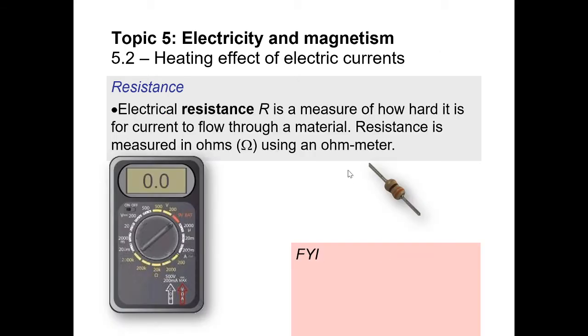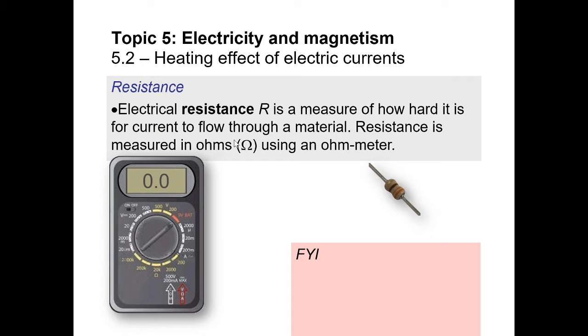All right, so by definition, electrical resistance, which we symbolize as capital R, is a measure of how difficult it is for the electrons to flow through the material, or said another way, for the current to flow through the material. Now, the unit for resistance is ohms. Okay, you can see here there is a symbol. This is the Greek letter omega. It is the capital omega.